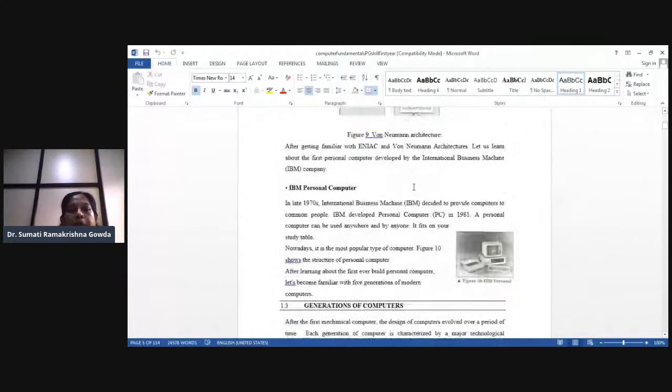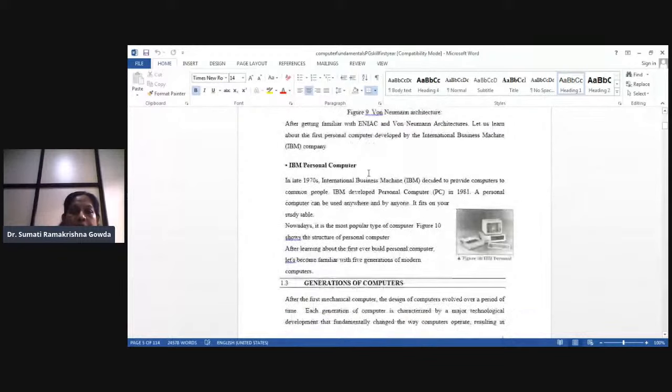Now, next is the IBM personal computer. You have heard of IBM, the International Business Machines company. In the late 1970s, International Business Machines decided to provide computers to common people. The fourth generation of computers started from 1970 only. IBM developed the personal computer in 1981. A personal computer can be used anywhere and by anyone. It fits on your study table.